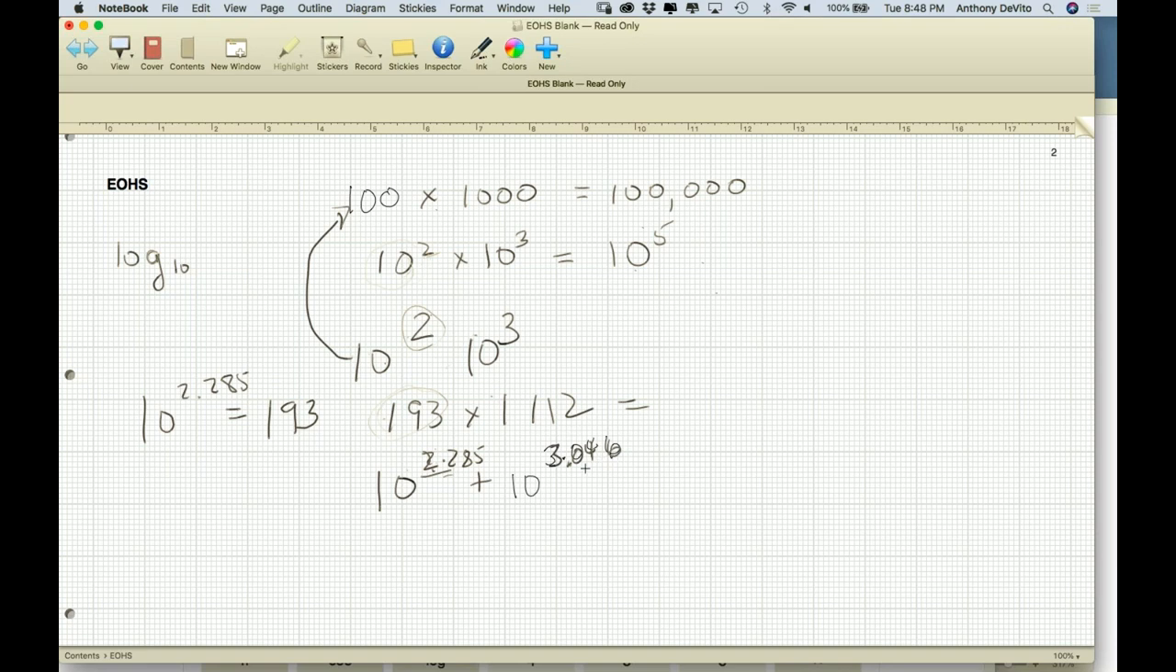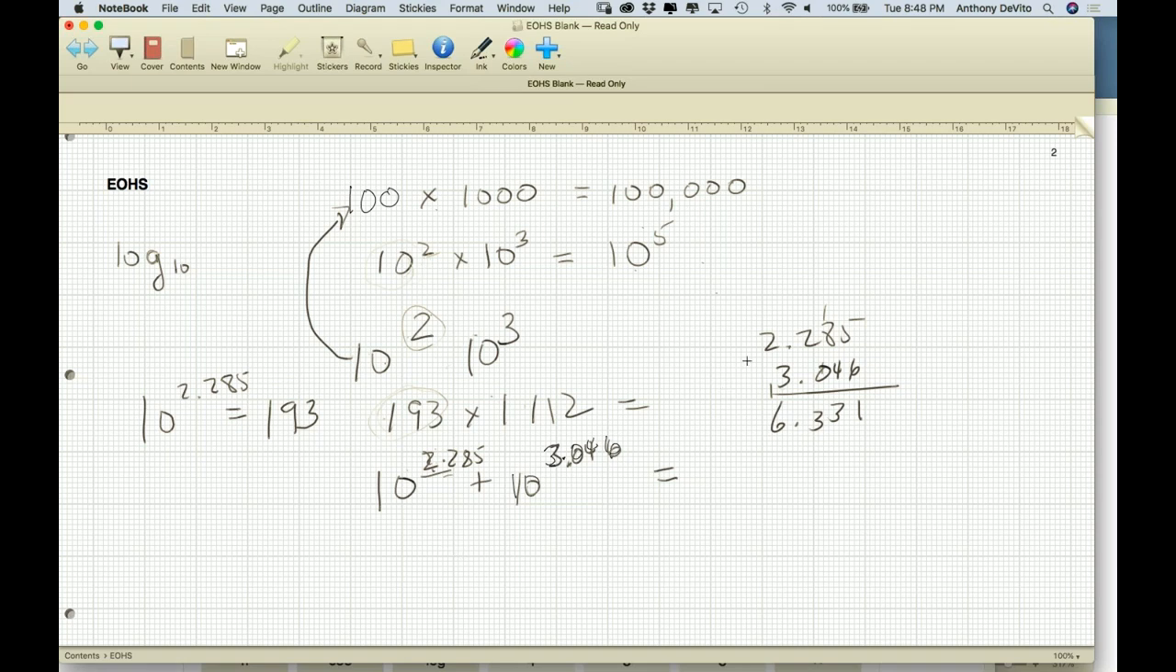Right, so that's going to be the exponent. So now what can I do with these? Now instead of multiplying them, I can add them. So I can add 2.285 to 3.046, right? Add the two of them together: 12, 13, carry the 1, 3, 6.331.